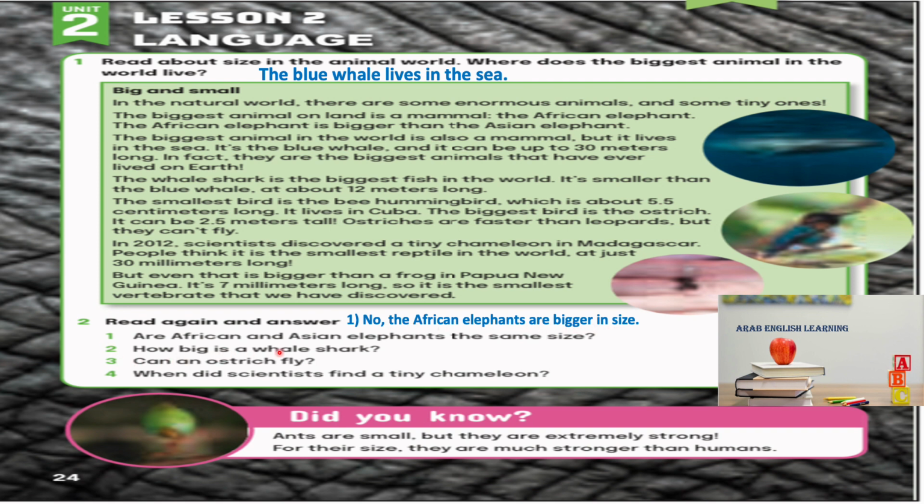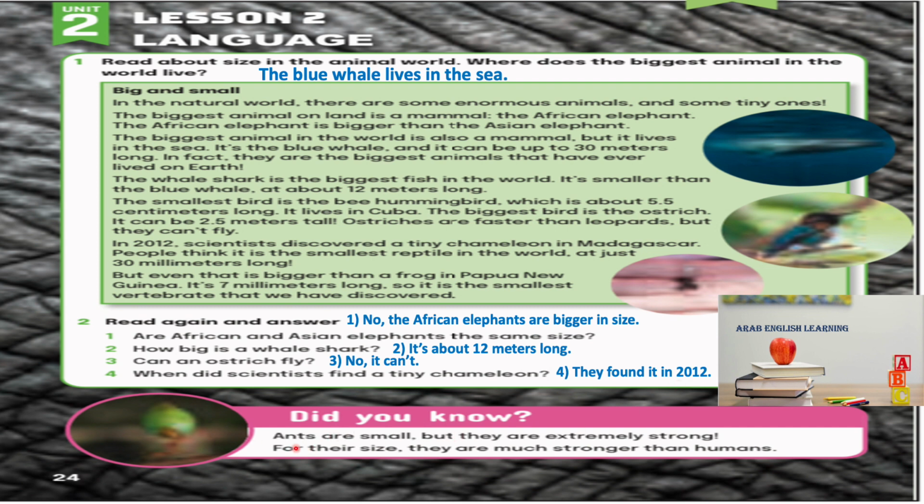2. How big is a whale shark? It's about 12 meters long. 3. Can an ostrich fly? No, it can't. 4. When did scientists find a tiny chameleon? They found it in 2012.